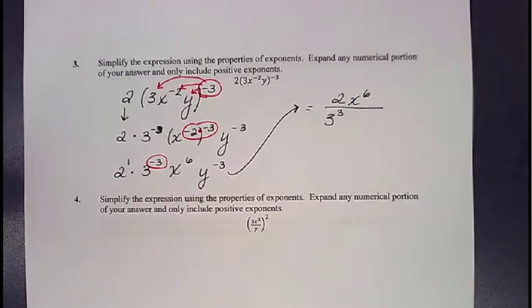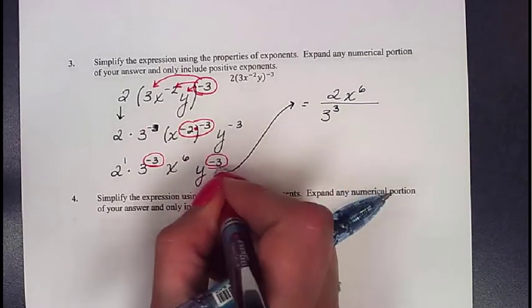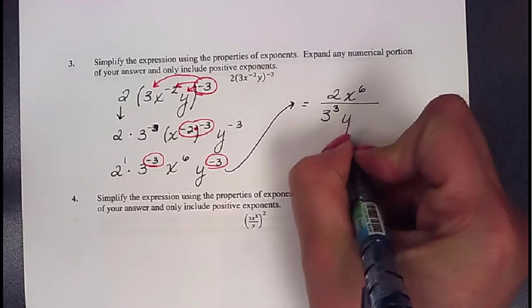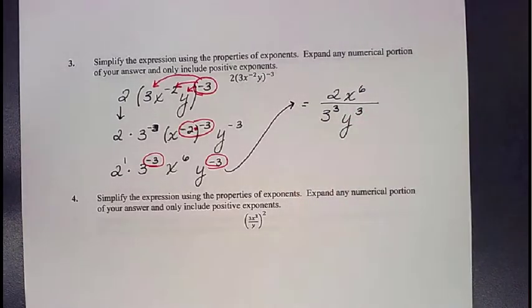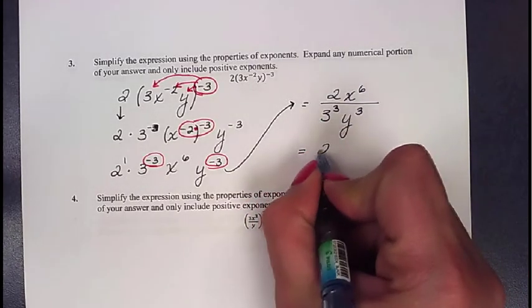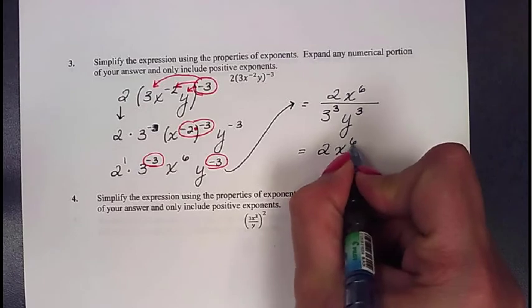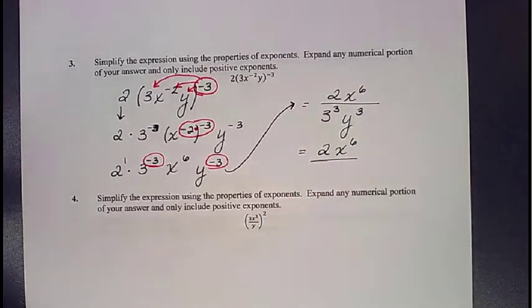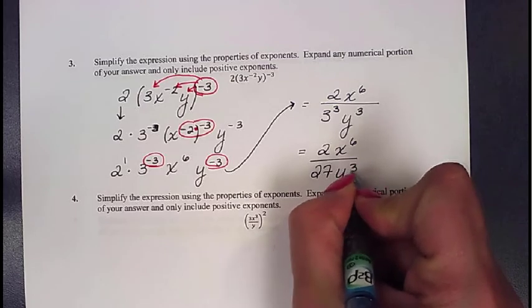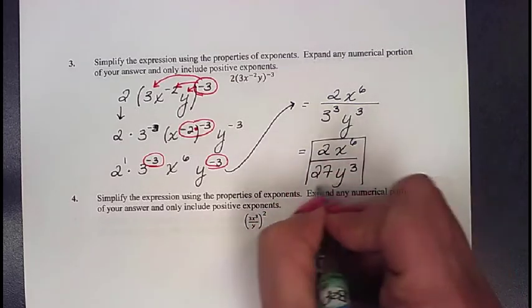And then our y to the negative 3, again, it's got that negative exponent. It doesn't like being in the top of the fraction. It really wants to be on the bottom. So we're going to move it down there with that 3. It becomes y to the positive 3. Now the only thing we have to do to finish this problem is say, well, what is 3 cubed? So this is 2x to the 6th. And remember, 3 cubed is not 3 times 3. It's 3 times 3 times 3. It's 3 times itself 3 times, which is going to give us 27 y to the 3rd power. And this would be our final answer.